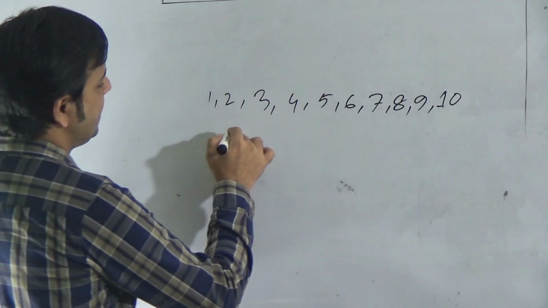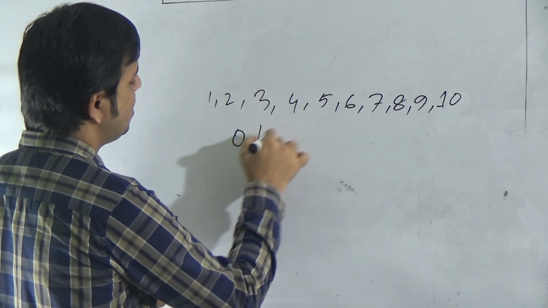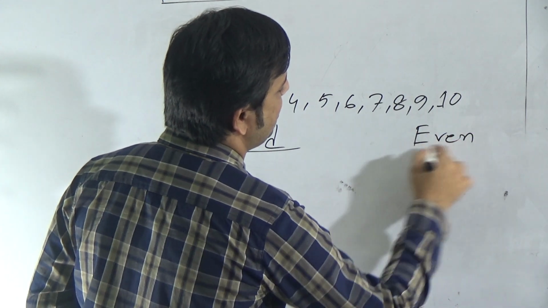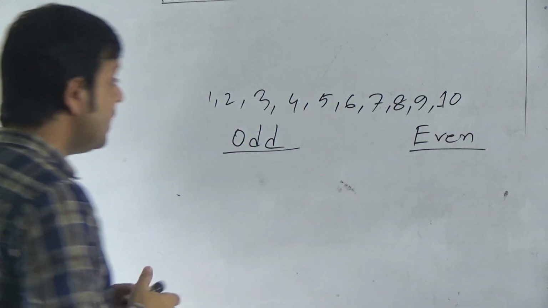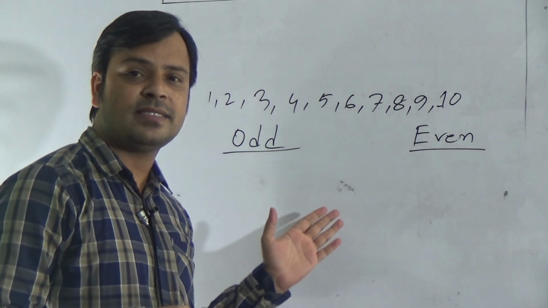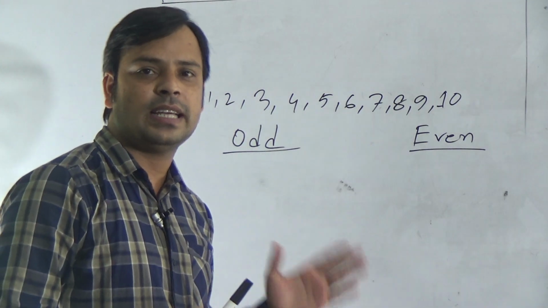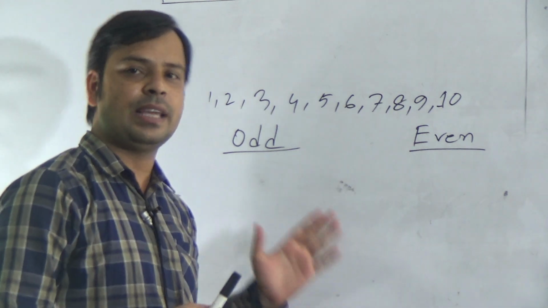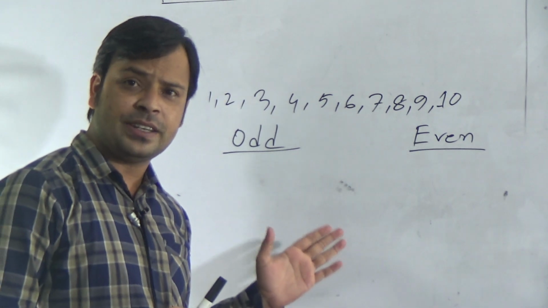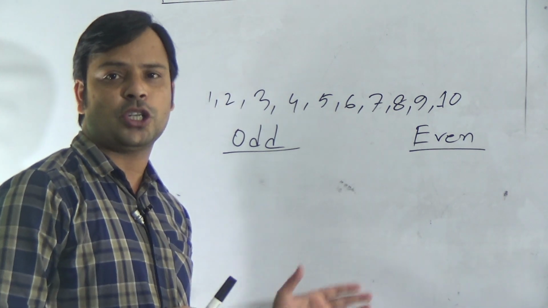For this I am writing here odd and even. Students, if we can express a number as a pair, then the number is known as even. If we can't express it as a pair, then the number will be odd.